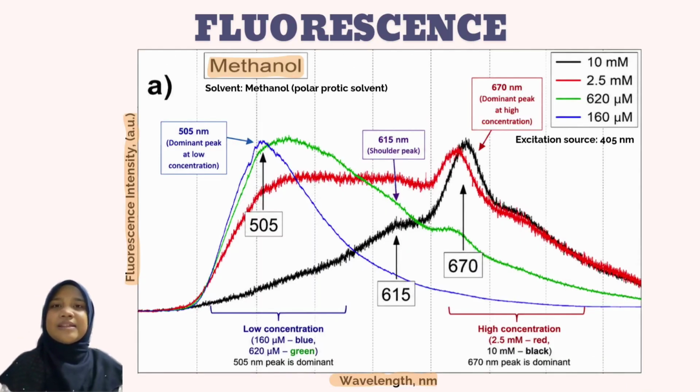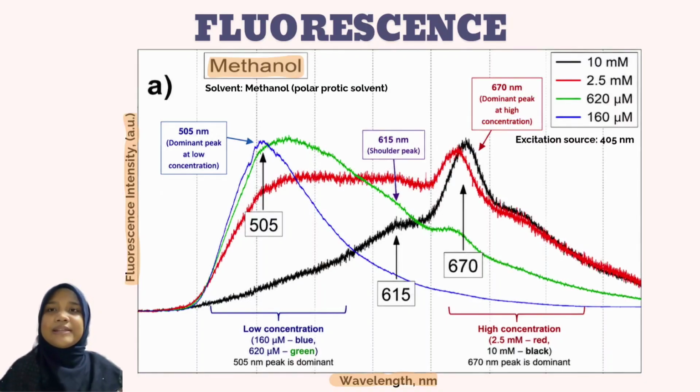Let us first understand the two axes. The x-axis represents the emission wavelength measured in nanometer. It shows the wavelength of light emitted by quercetin after it absorbs energy from the excitation source. The y-axis represents the fluorescence intensity measured in arbitrary units. A higher fluorescence intensity means that more fluorescence is emitted at that wavelength.